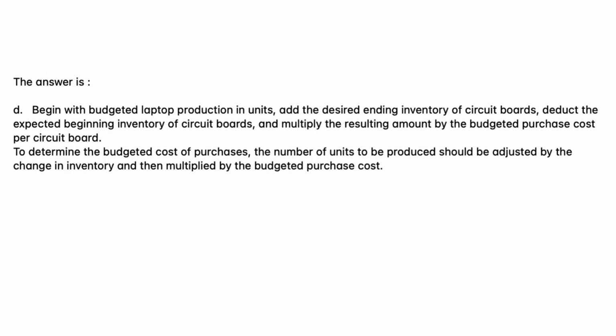The answer is D. Begin with budgeted laptop production in units, add the desired ending inventory of circuit boards, deduct the expected beginning inventory of circuit boards, and multiply the resulting amount by the budgeted purchase cost per circuit board. To determine the budgeted cost of purchases, the number of units to be produced should be adjusted by the change in inventory and then multiplied by the budgeted purchase cost.